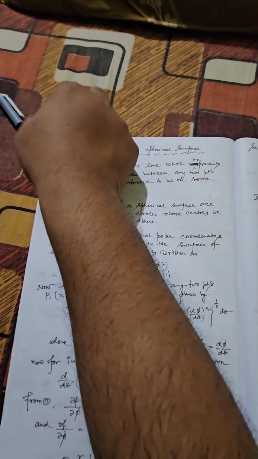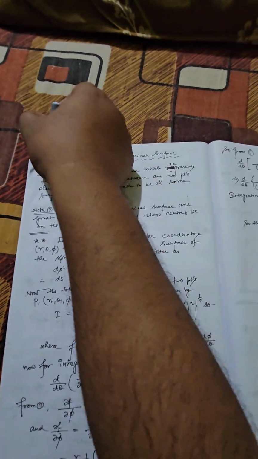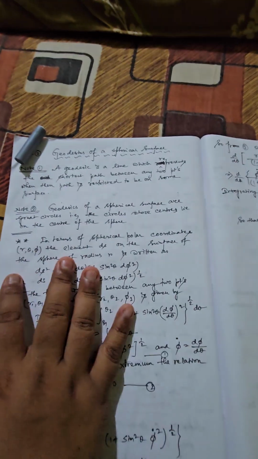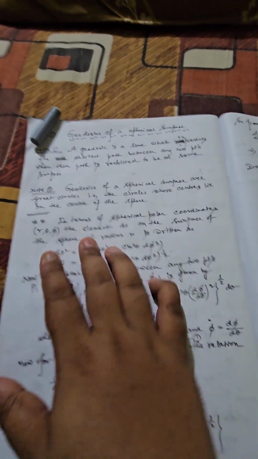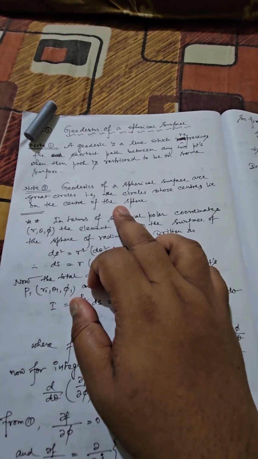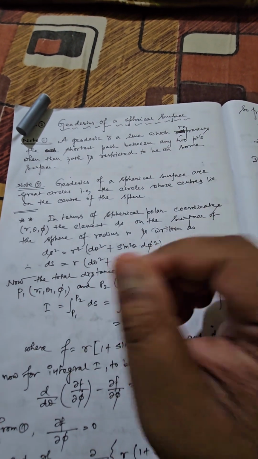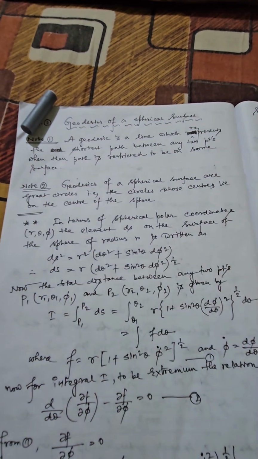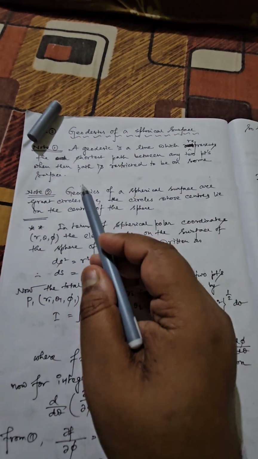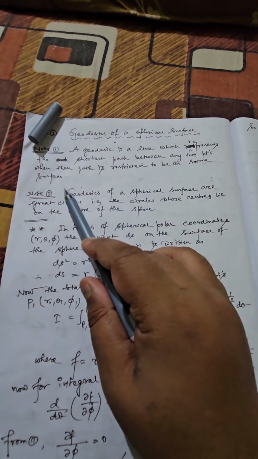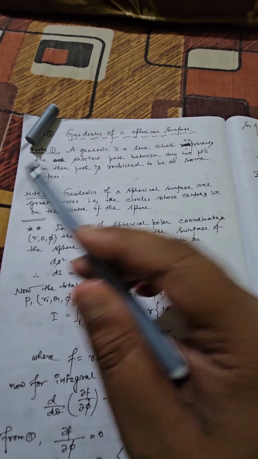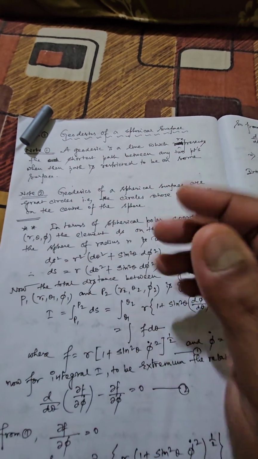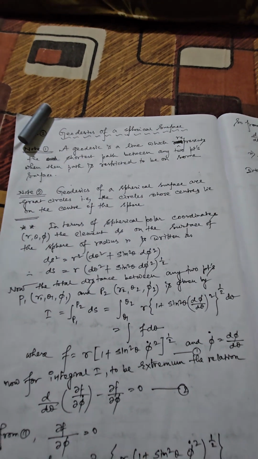we can consider the concept of geodesic. Now before going through the equation of geodesic for a spherical surface, first I have given two notes so that you can easily understand what is the meaning of geodesic. Actually, a geodesic is nothing but a line segment that represents the shortest path between any two points when the path is restricted by some surface. It can be spherical or some other surface also.